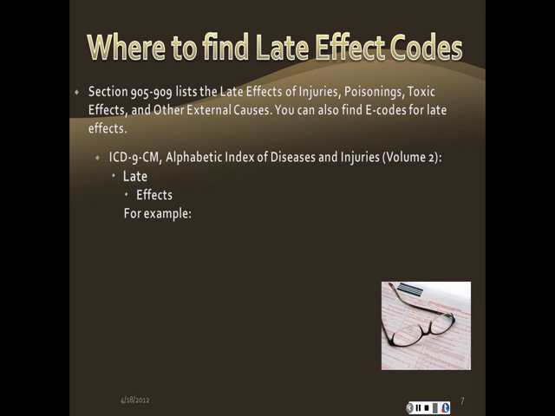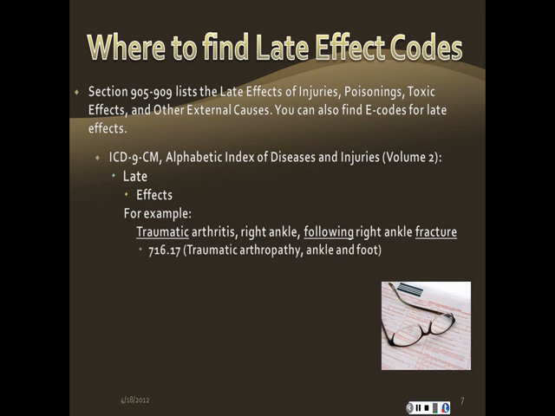Now here's an example that I put in to show you how we would code a late effect. Now this says traumatic arthritis, right ankle, following right ankle fracture. Now the late effect, or the condition or nature of the late effect, is sequenced first, which is 716.17, traumatic arthropathy, ankle and foot. And then the cause of the late effect, which is 905.4, which is late effect of fracture of lower extremity.